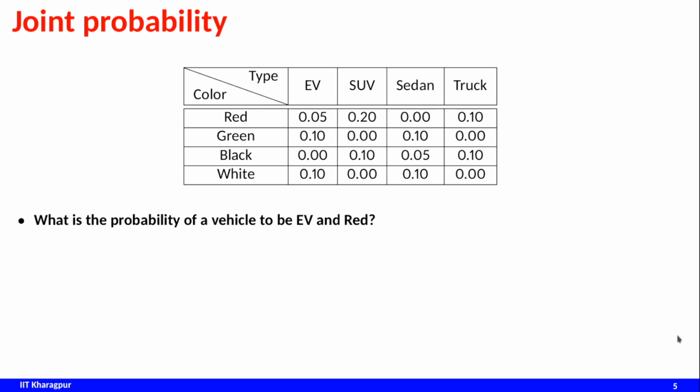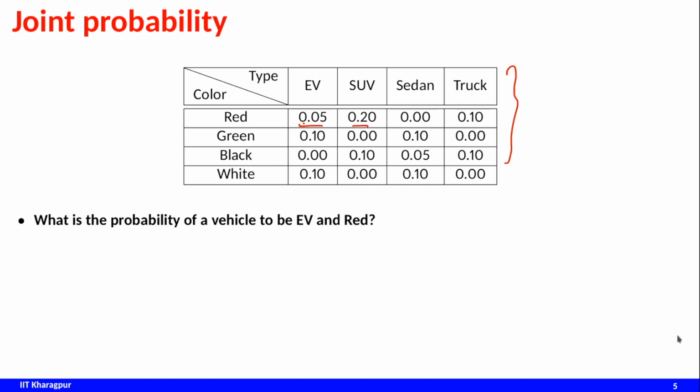So let us look into this probability stuff. So let's just look into this joint probability. What do we mean by joint probability? This is a given table, where it says the type of vehicle and the color of the vehicle, and each value basically represents the probability of that one. So this value means that the given car is of type electric vehicle and it is of red color is 0.05.